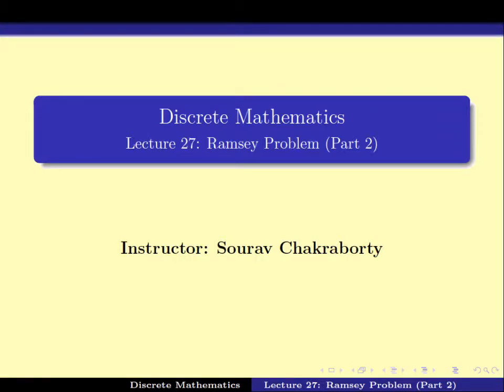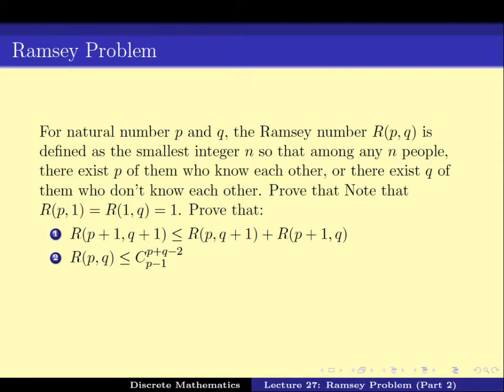Welcome back. So we have been looking at the Ramsey problem and how to solve the Ramsey problem using graph theory. So to recap, what does the Ramsey problem say? Given two natural numbers p and q, we define the Ramsey number R(p,q) as the smallest integer n so that among n people there exist either p of them who know each other or q of them who don't know each other.